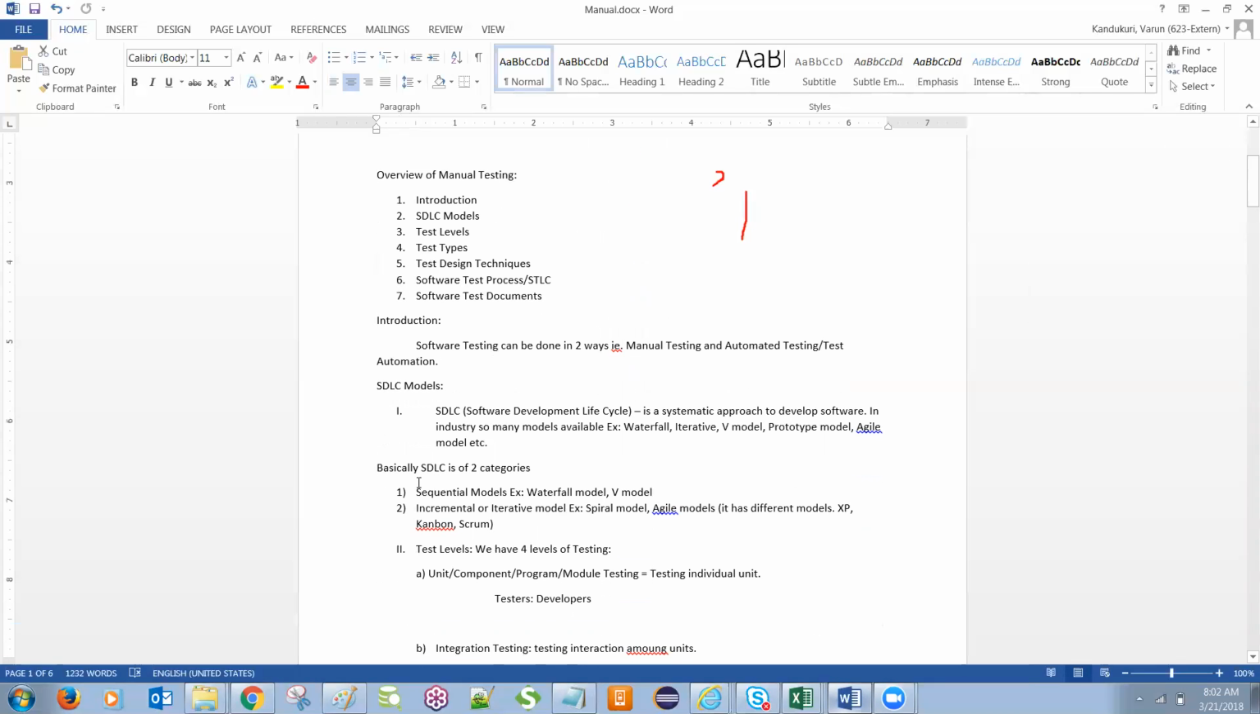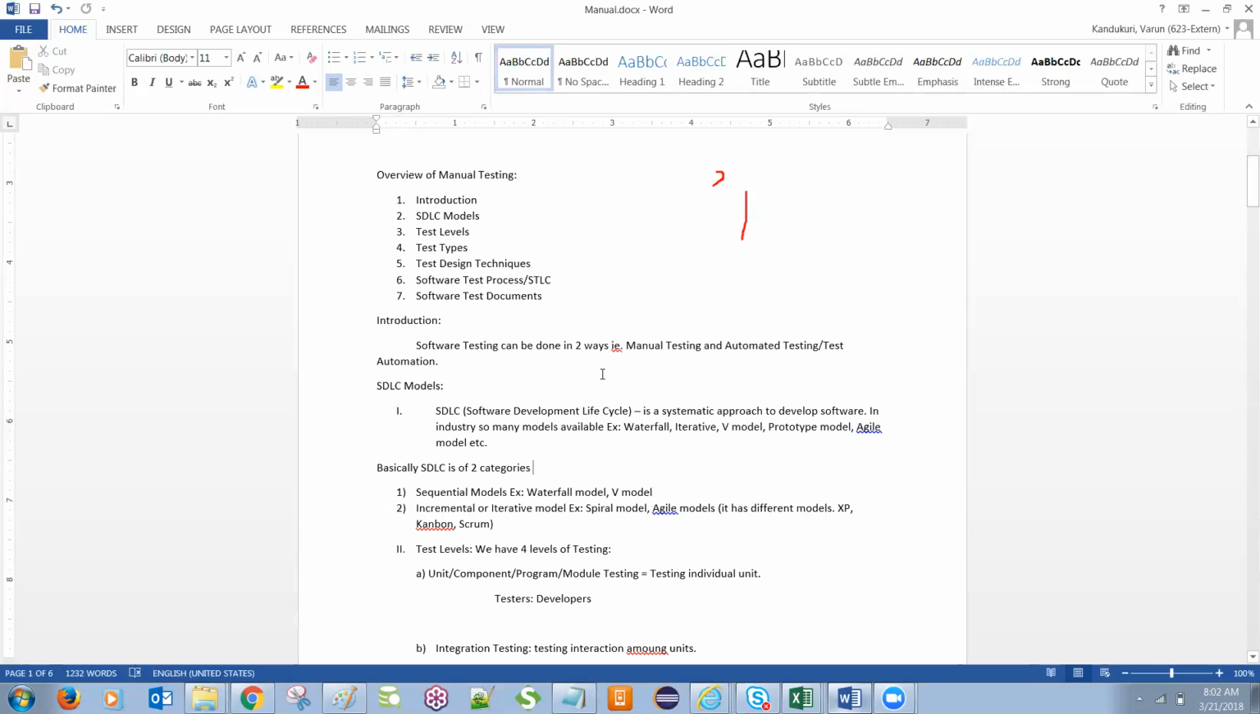Sequential model. So basically SDLC is divided into two categories: one is the sequential model and the other is the iterative or incremental model, as we'll call it. Examples of the sequential model are the waterfall model and V model, and examples of the iterative model are the spiral model and agile model. Agile has different methodologies, different submodels: XP, Kanban, and Scrum. Just assume this is in the form of a tree structure, then you can remember it a lot.